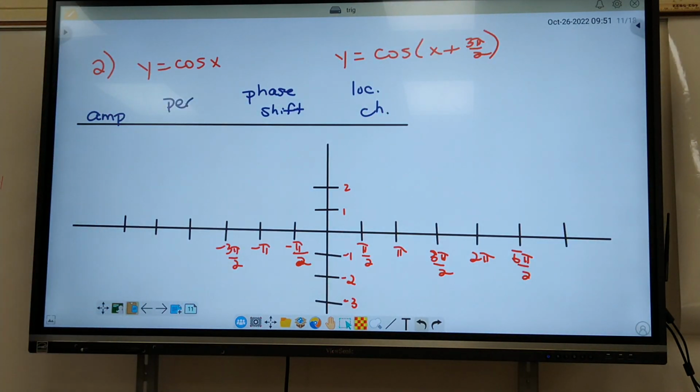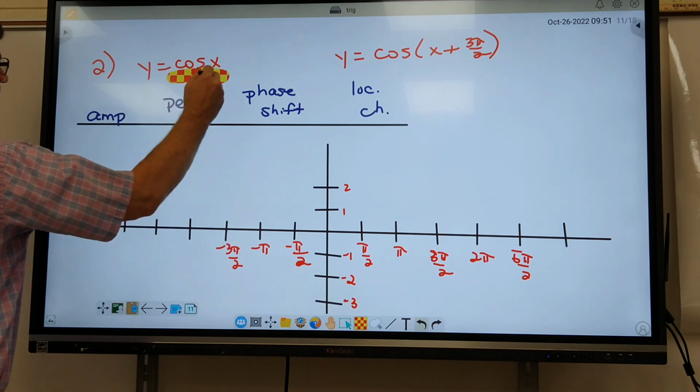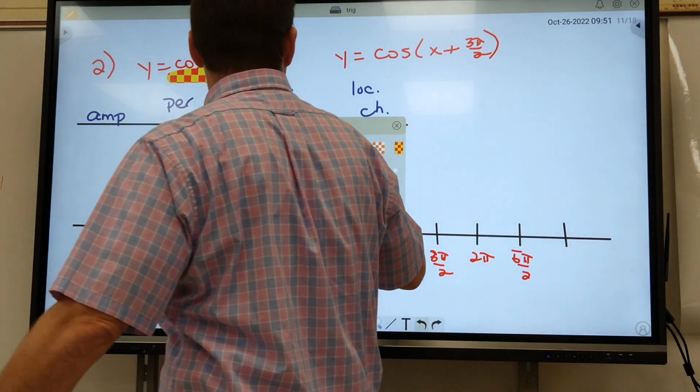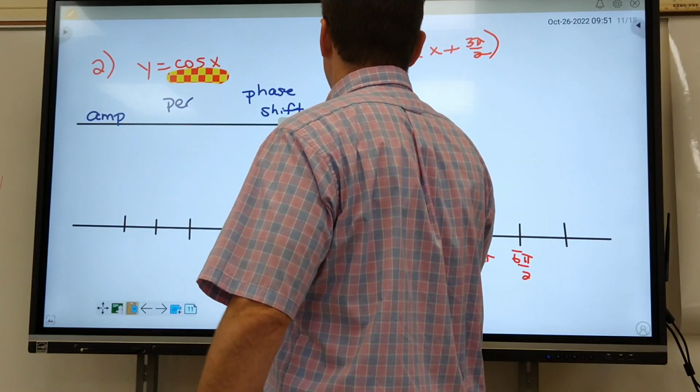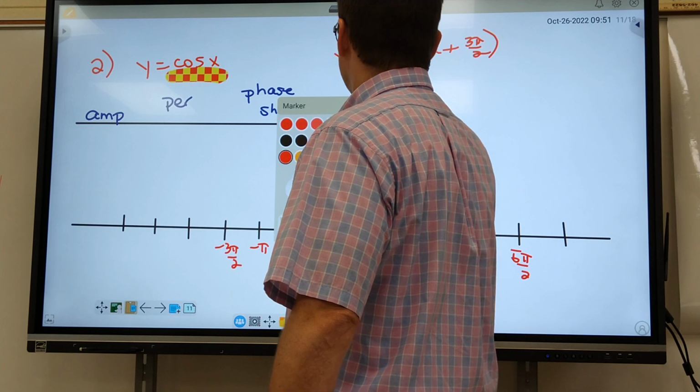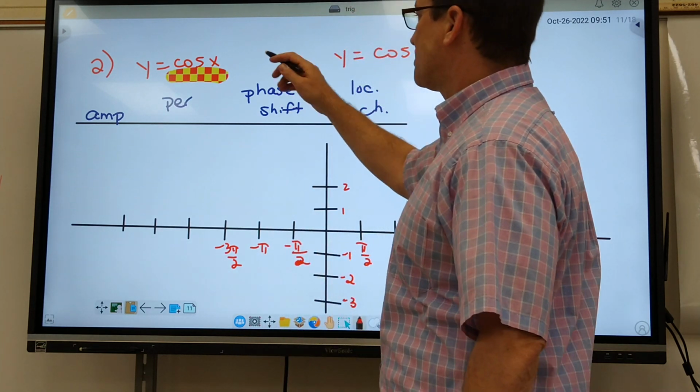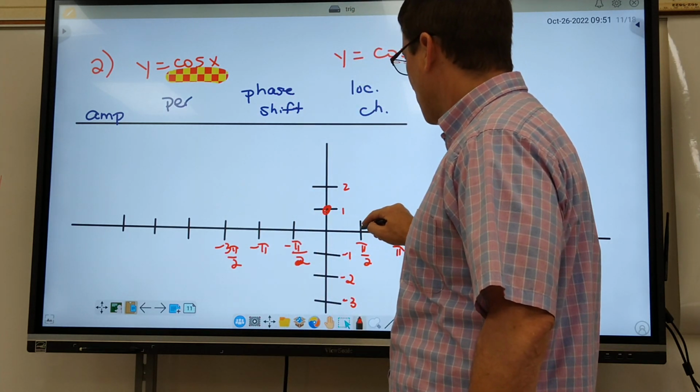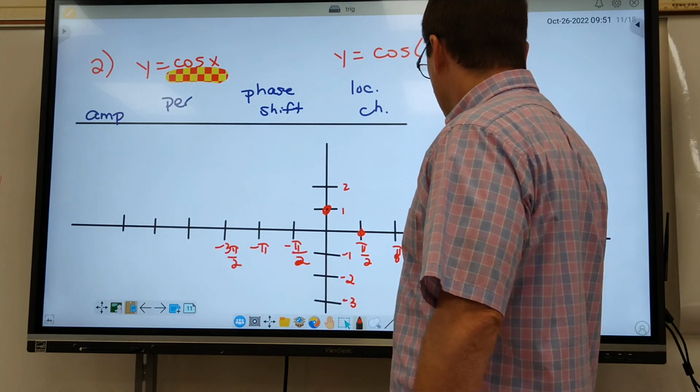Alright, so we have a new graph we have to learn on number 2. Now it says cosine. So, the only ones I'm going to make y'all memorize are sine and cosine. We're not going to do any of the other graphs, alright? So I think everybody can memorize sine and cosine. Cosine starts at 1, goes to 0.